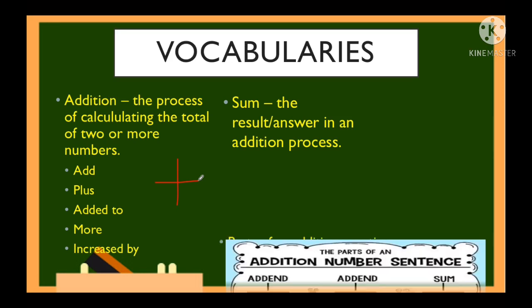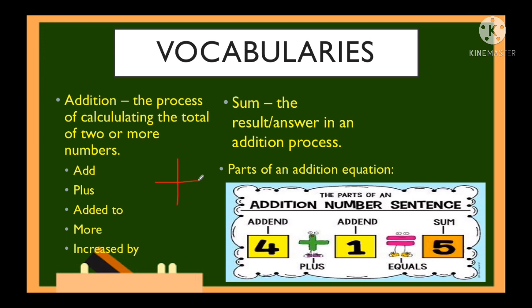Let's see it here. These are the parts of an addition equation. The two numbers are what we call addends. Alright? This is the symbol. This I call plus. And then the equal sign also. And then the answer here is what we call the sum.